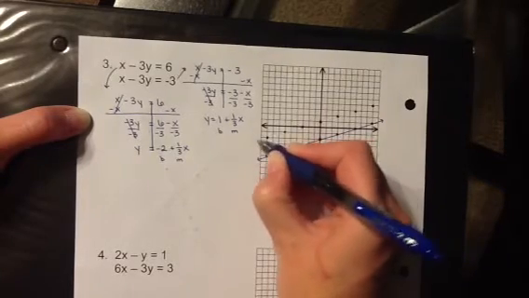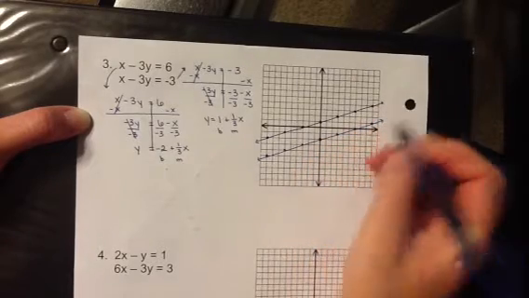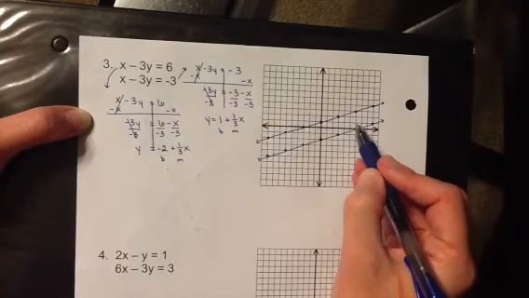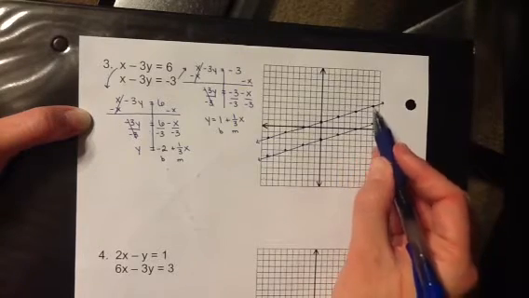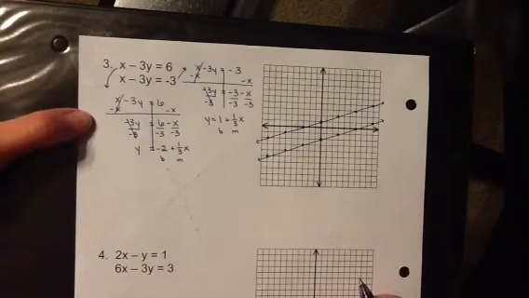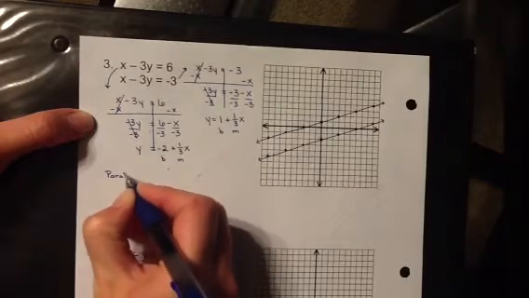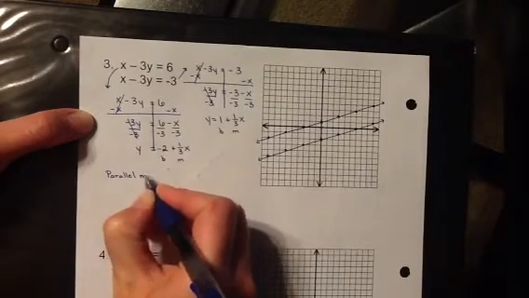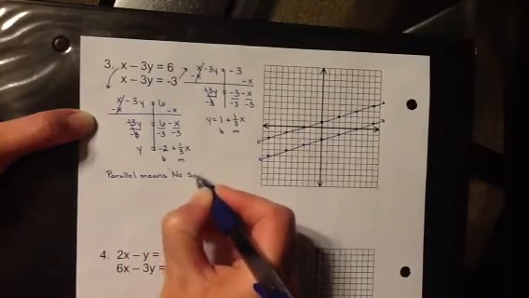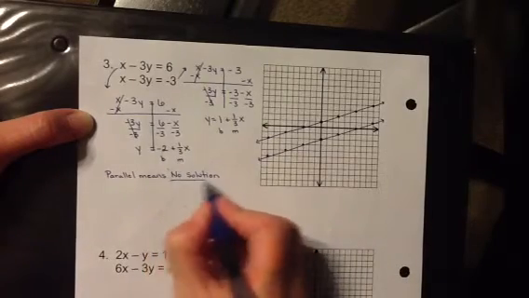And if you notice, they never intersect. And if I draw them real carefully, you should be able to tell that they're always 3 units apart. So no matter what I do, those lines are parallel. So remember, we said that parallel lines means that there is no solution, because the solution is where they intersect, and these two lines never intersect.